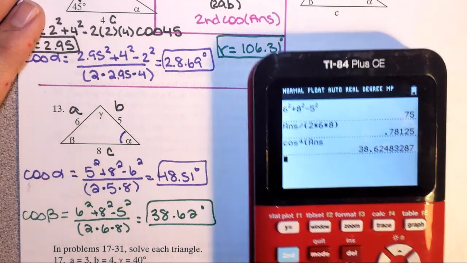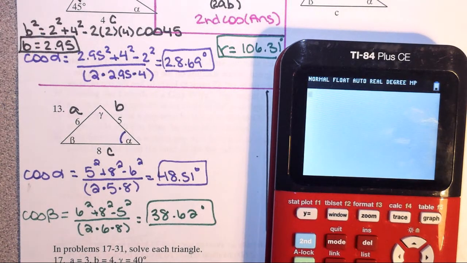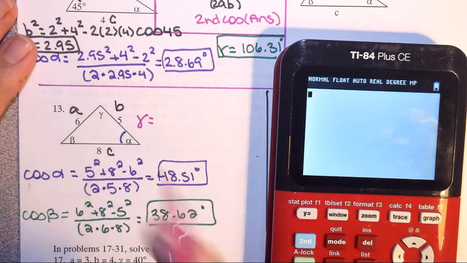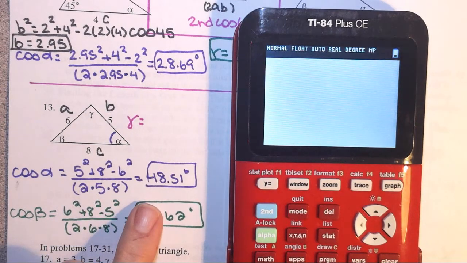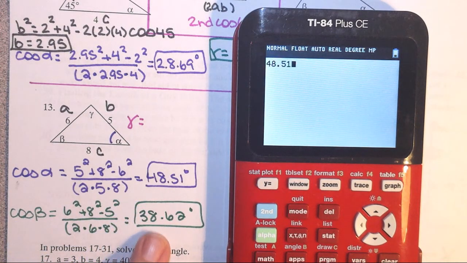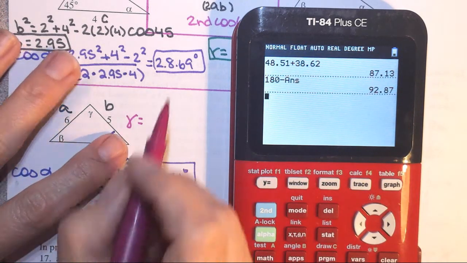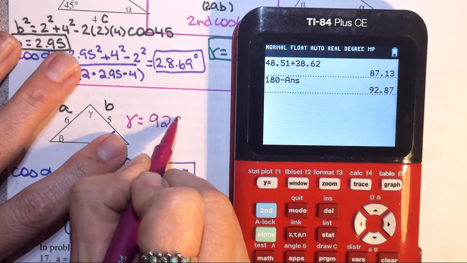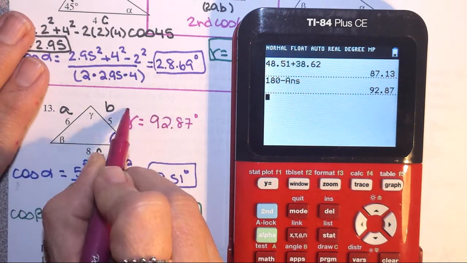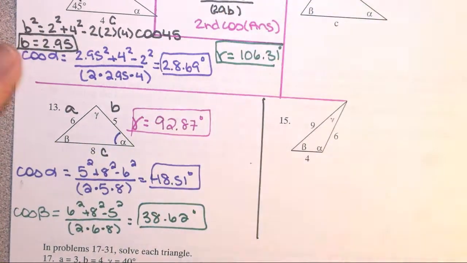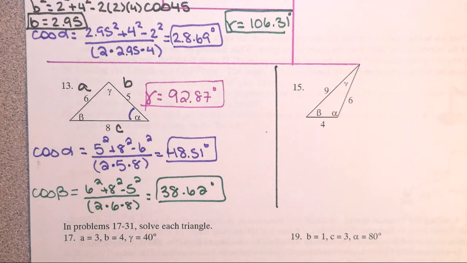To get my last angle, I just have to remember that all my angles have to add up to 180 degrees. So I add the 2 that I have, and then I subtract it from 180. So I have 48.51 plus 38.62. So all I have to do is take 180 minus that answer, and my missing angle for gamma, it's 92.87 degrees. Okay, so again, number 15 is going to work just like that also.